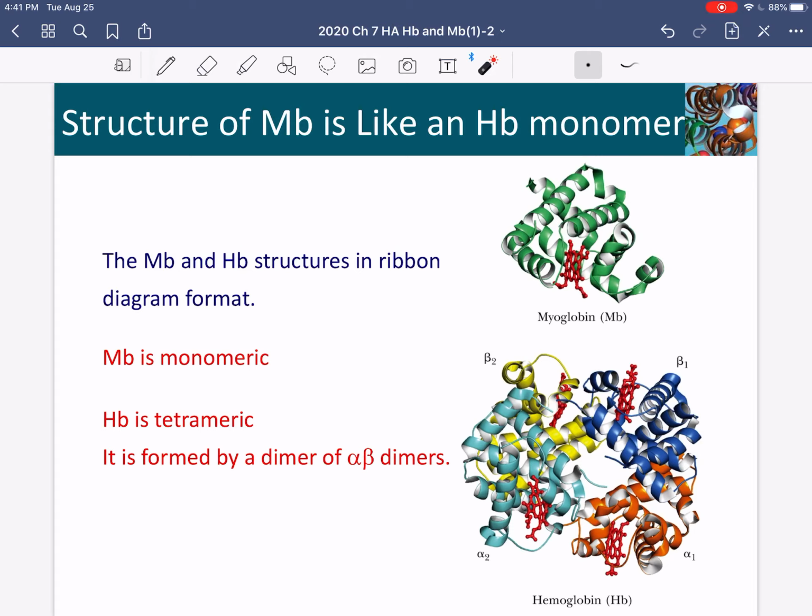You'll see in textbooks that hemoglobin is described as a dimer of dimers. So yes, it's a heterotetramer, but each alpha beta dimer docks against another alpha beta dimer, so that's the dimer of dimers. So I just wanted to shout that out in case you read that in the textbook.